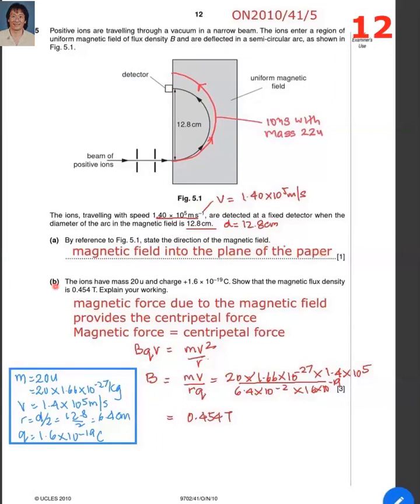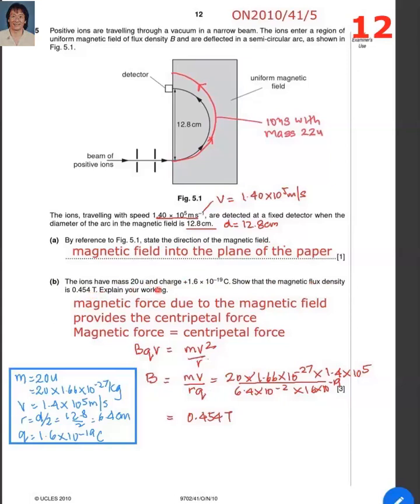In part D, the ions have a mass of 20 u, where u is the atomic mass unit, and a charge of 1.6 times 10 to the minus 19 coulomb. Show that the magnetic flux density is 0.454 tesla. Explain the working.